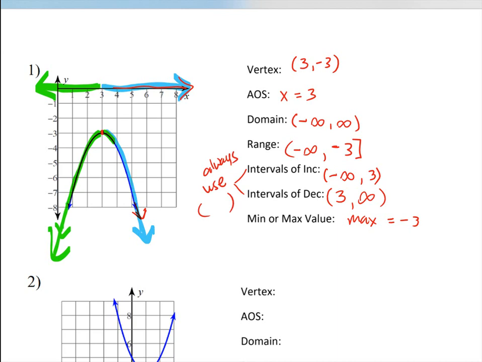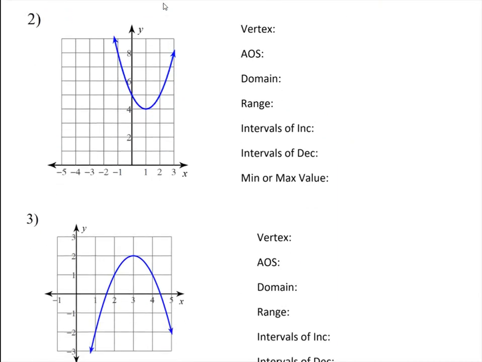Let's take a look at another example. At the beginning, I know this is kind of weird. After a few examples, I think you guys get the hang of it. So number 2 here. First I'll find my vertex. My vertex is (1, 4). The axis of symmetry is going to be x equals 1. So I'm going to have a minimum, and the value is 4.